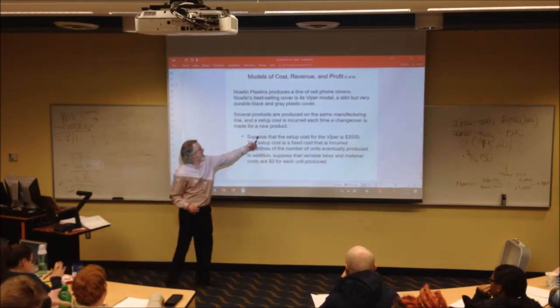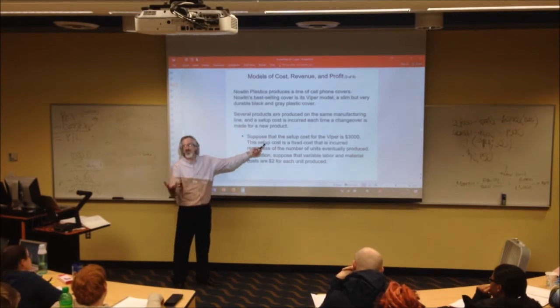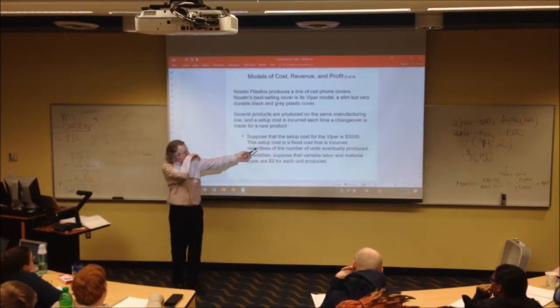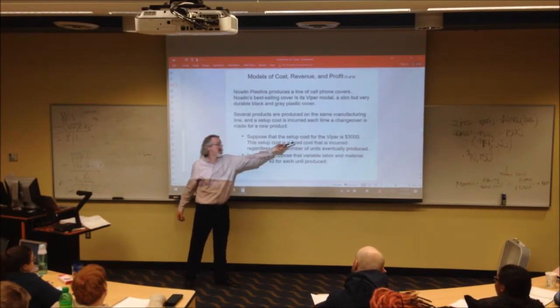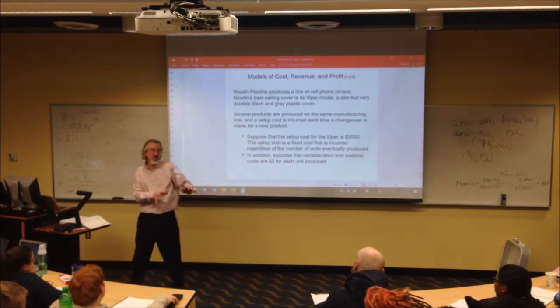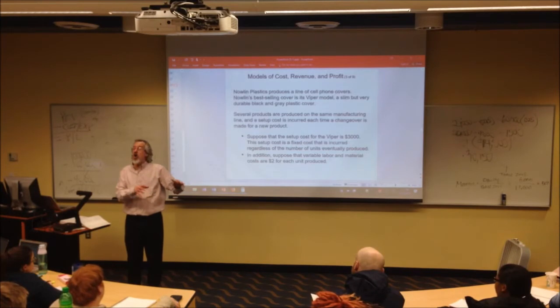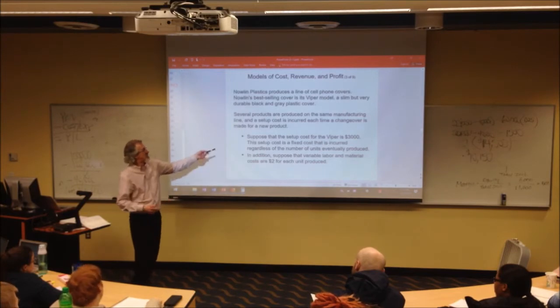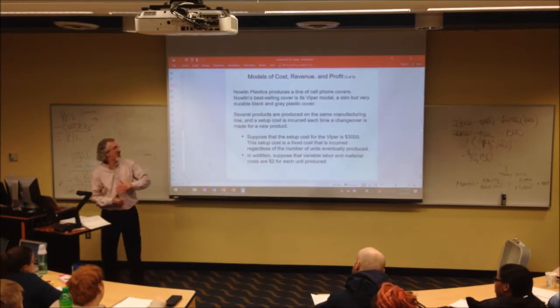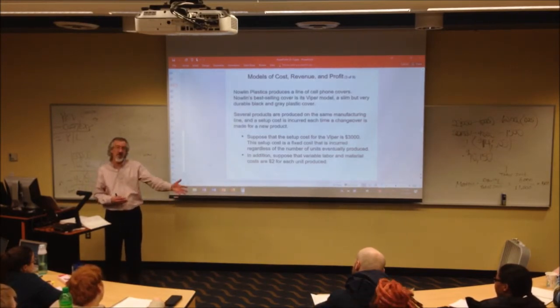Now, in this case, they have a setup cost. It's just making a plastic cover. It's probably not used. Is it on here? Oh, right here, 3,000. That's actually higher than I expected. So for them to change this machine to no longer make the Viper, or to change it from whatever it's making to make the Viper, $3,000. The setup cost is a fixed cost that's incurred regardless of how many Viper covers we're going to make.